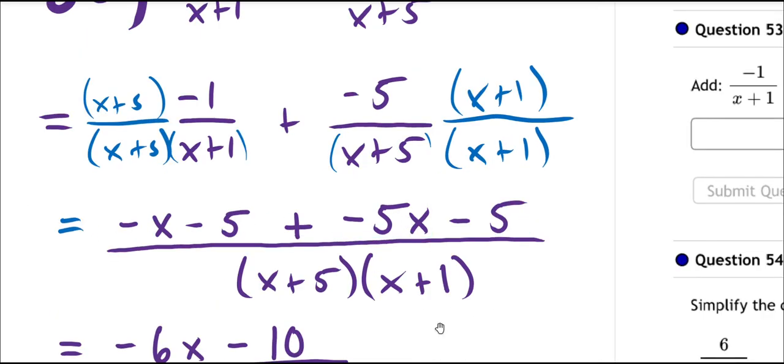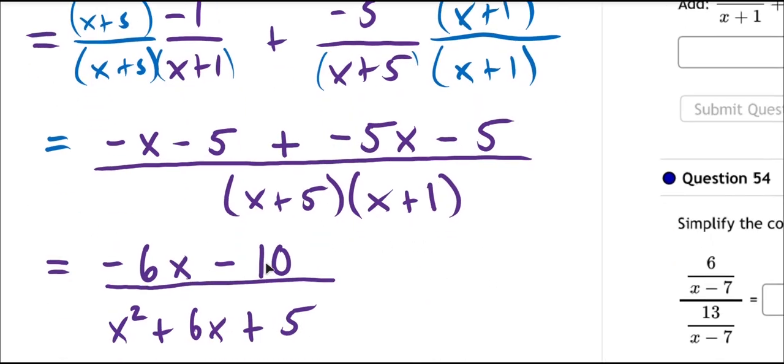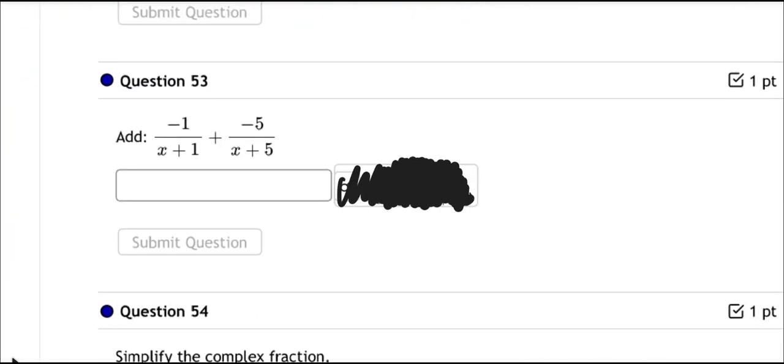Now we combine like terms to get minus 6x minus 10. And this is over x plus 5 times x minus 1. We could try to factor here, but all we could get out is a 2, and that's not going to cancel with either an x plus 5 or an x plus 1, so we should really just leave it like this. That's its simplified form.